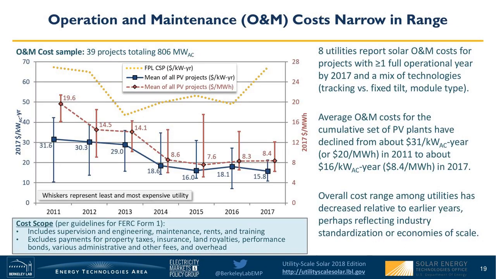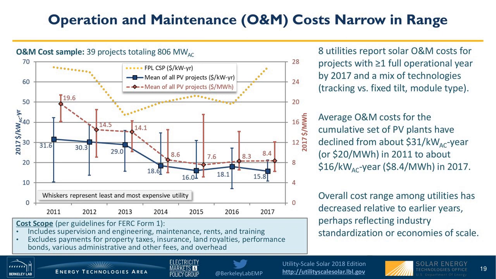With that, I now want to shift to operation and maintenance costs. We get operation and maintenance costs from FERC Form 1, and utility scale PV projects that are owned by vertically integrated utilities have to report prices to FERC on this FERC Form 1. The cost here often includes supervision and engineering, maintenance, rents, and training costs, but excludes certain payments for property taxes, insurance, land royalties, performance bonds, or some other administrative fees and overhead. So they don't represent all-in cost.